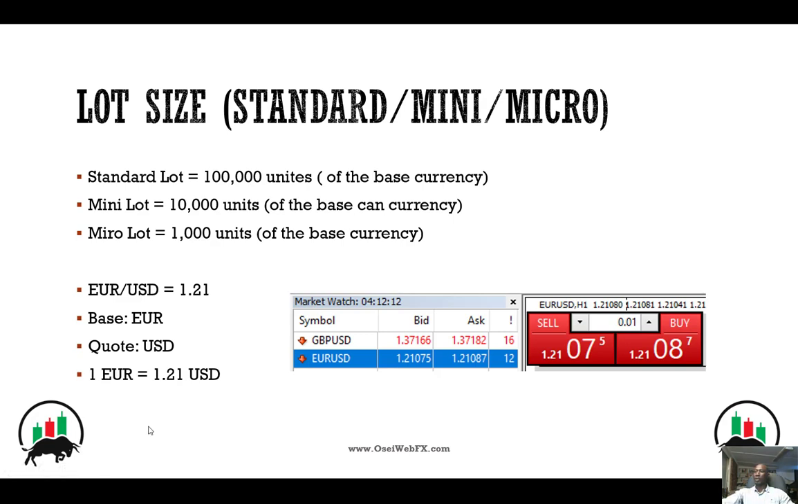So in this example, using Euro USD at 1.21, the base is Euro and the quote is USD, which means 1 euro can be exchanged for $1.21. And here are the ask and bid, as you will see on your platform, buy and sell. So the same as you will see here. And we will go over ask and bid as we move on.